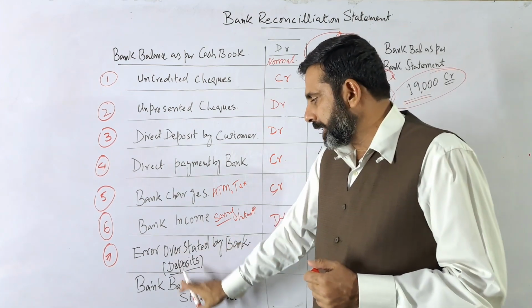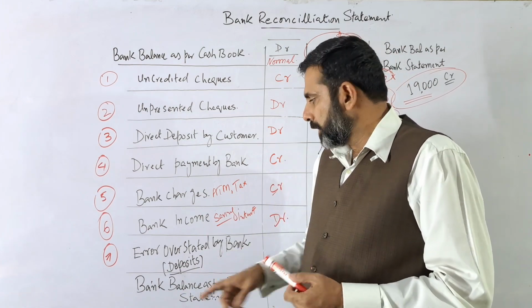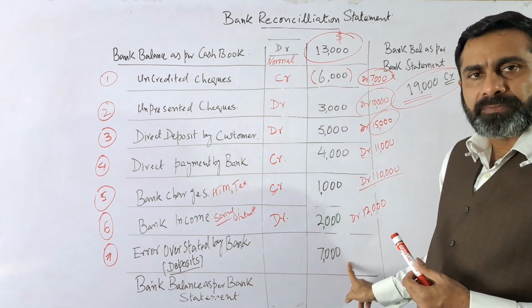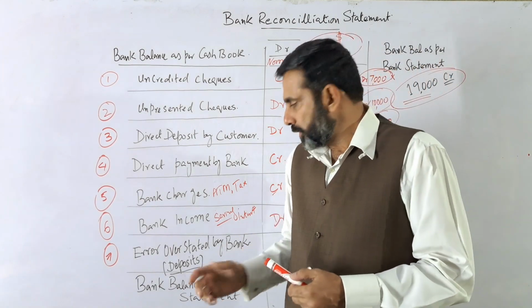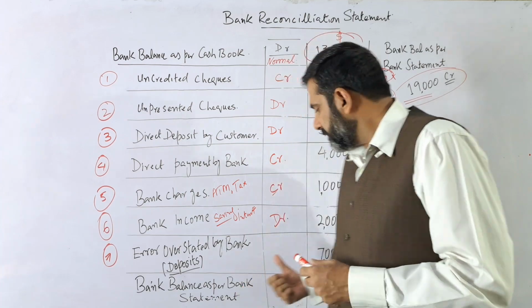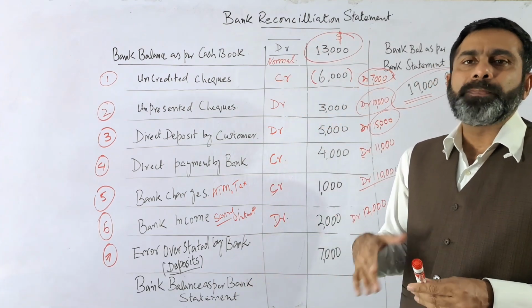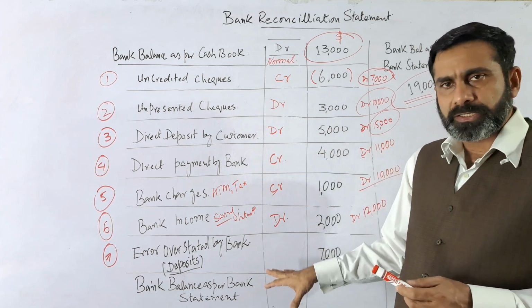So they have overstated. You, as a business, have deposited some money in the bank account, but they have overstated that money by how much? By $7,000. So it means the bank has increased your account by $7,000 extra. So you cannot correct it. Obviously, the bank will correct it, but you can write it only in the bank reconciliation statement.